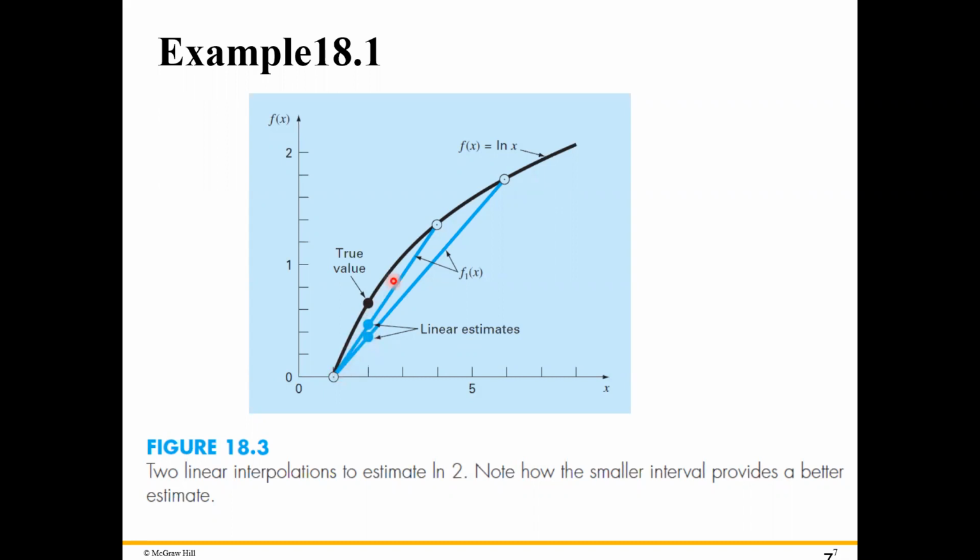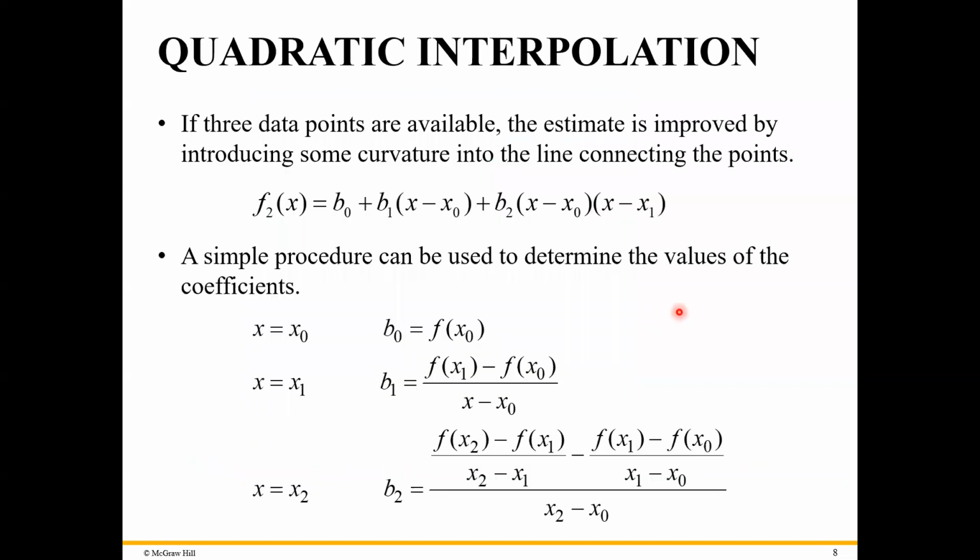But if you take a smaller interval over here, the difference between the true value and the estimated value will be smaller. So the closer the interval, the closer will be the value which will be found in this case, and the lesser will be the percentage true error. So that was the linear interpolation.